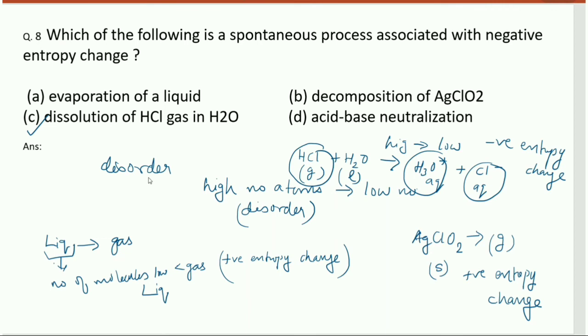And in acid-base neutralization, so what is acid-base neutralization? Acid plus base gives salt. So it is also liquid or aqueous. So there is no change in entropy. No change in entropy.